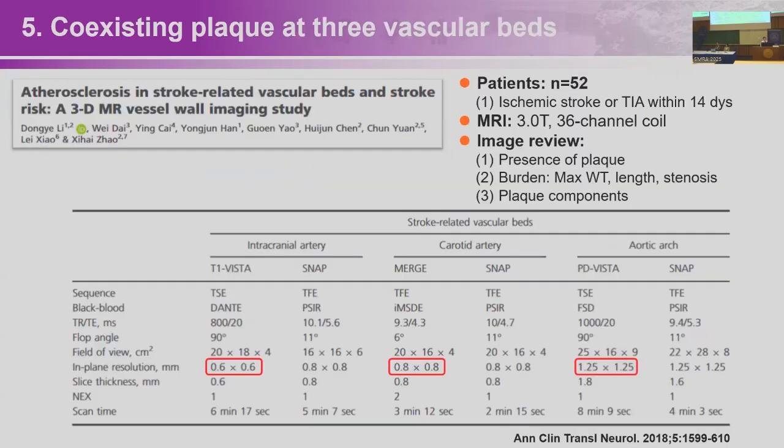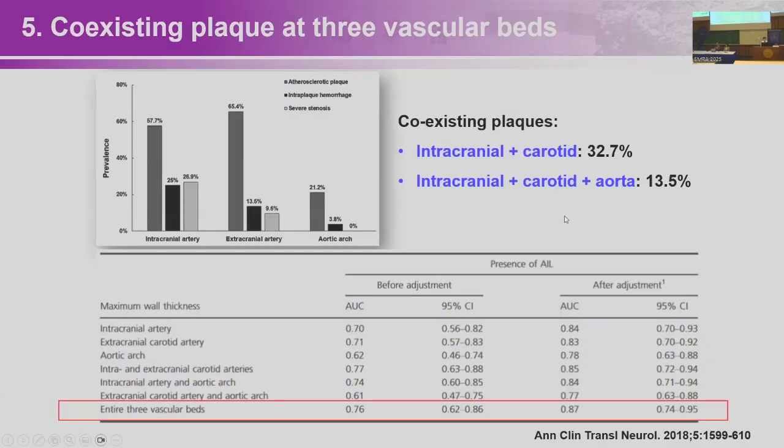Our group also tried to evaluate coexisting atherosclerosis in 3 vascular beds, from intracranial artery to carotid artery and aortic arch. We scanned all the images in each patient, but the sample size is too small, just 52 patients. We found that in this study population, the prevalence of coexisting plaque in all 3 vascular beds is 13.5%. This is an interesting number.